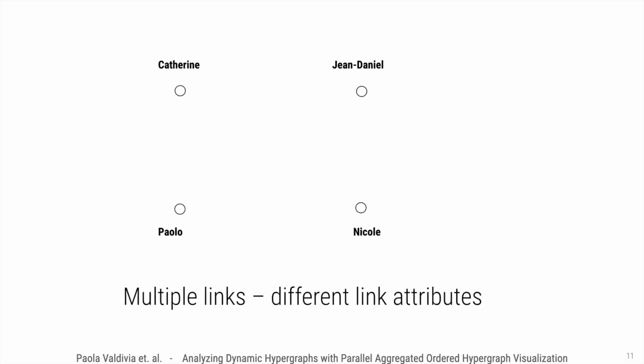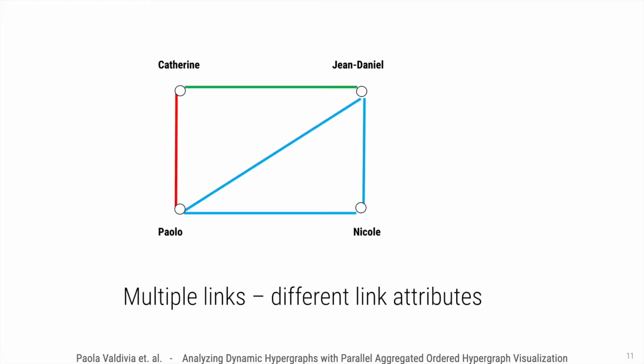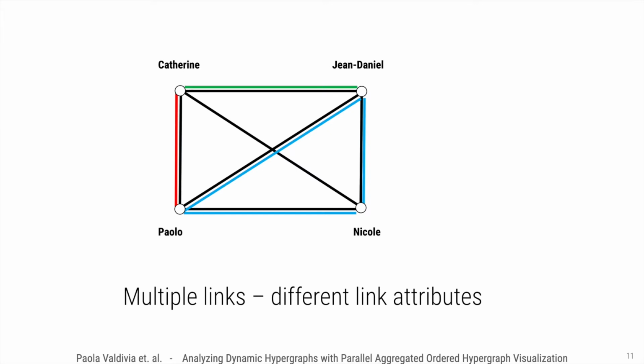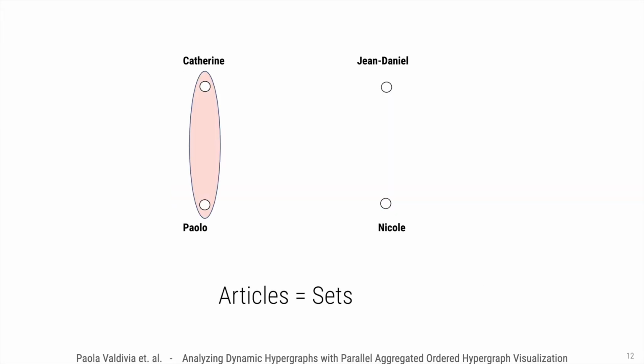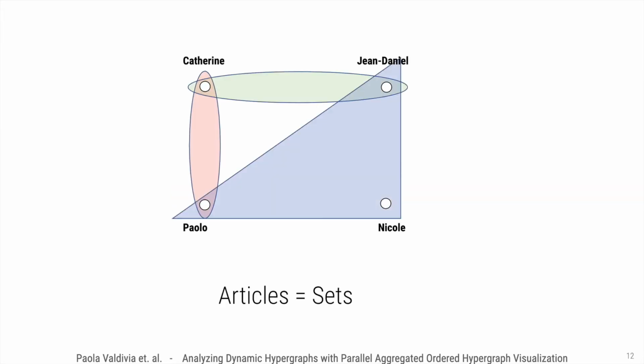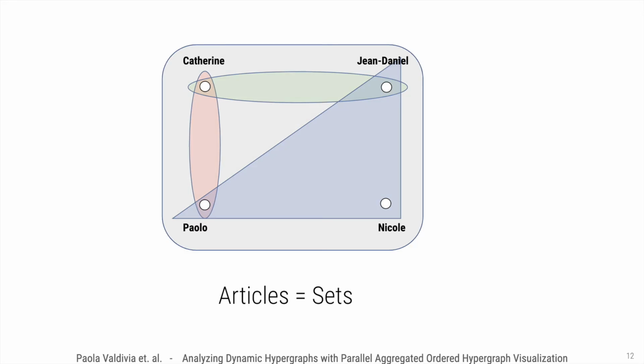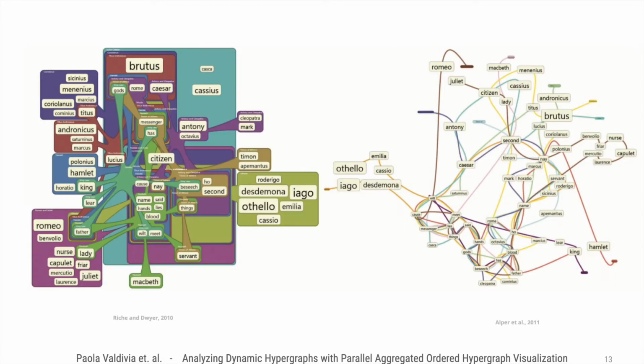One approach would be to use a different color for each article. Or we can represent articles as sets. Now, you can imagine that with a higher number of authors and articles, we could easily run out of colors. The representation will start to look cluttered, and making sense of the visualization will become challenging.